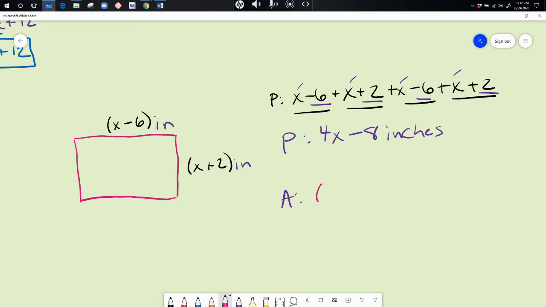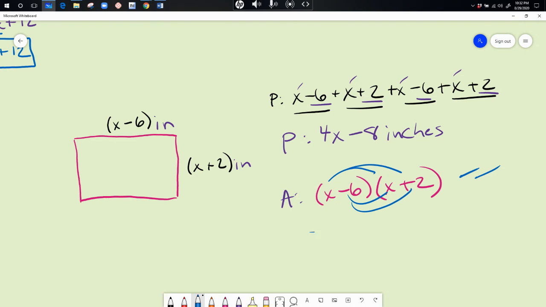Area is base times height. Base is this. Height is this. And now this looks very similar to some notes that I gave you in this same video. So I'm not going to finish it for you, but this is part of it right here. This is part of it, but go ahead and finish it and then give me the final answer.